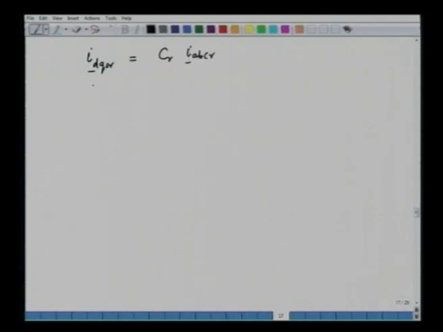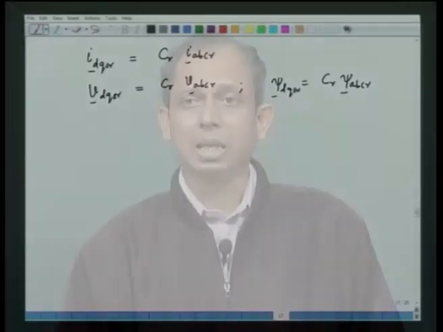and this is valid for the voltage as well. Also for the flux linkage. So, we can say here psi DQR also equal to CR psi ABCR. So, the same transformation can be used for the current, voltage and flux linkage. That is the uniqueness of this transformation matrix, that is CR, when we choose k equal to 2 by 3.